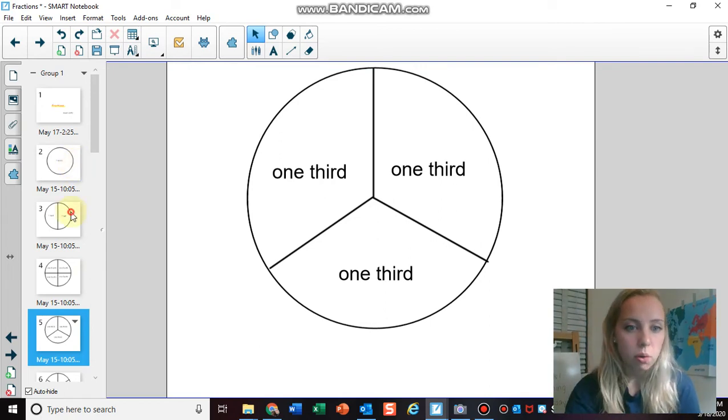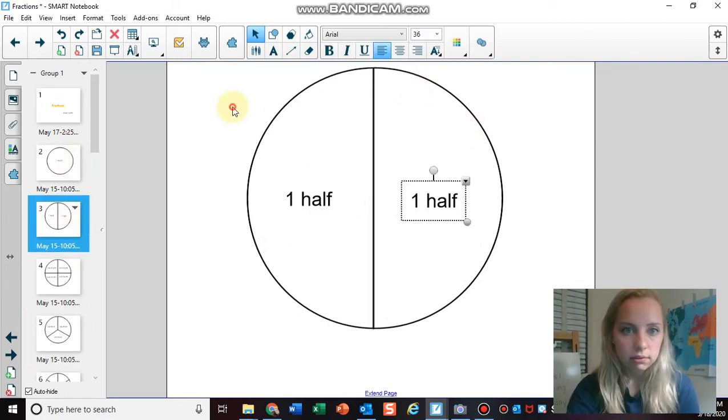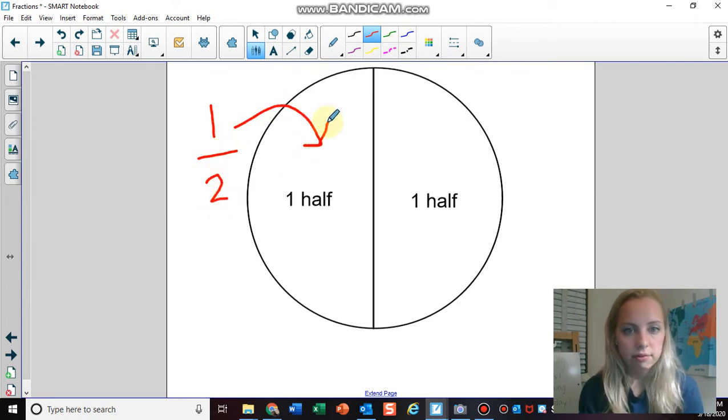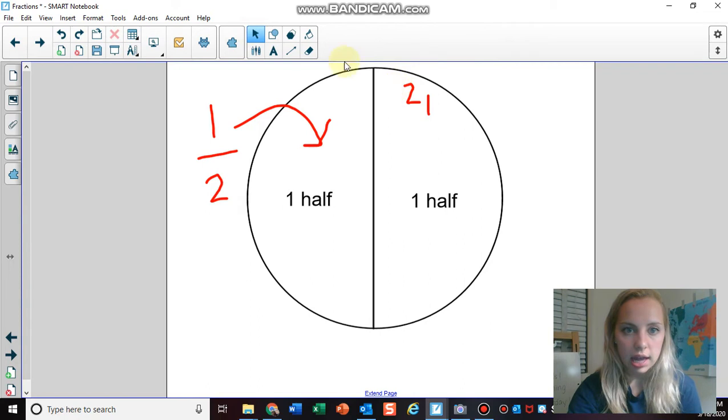Now, if I took one of these halves away, I would only have 1 out of 2 parts, which is 1/2. Okay? Because I have 1 out of 2 total parts. I have 1, 2 equal parts, and I only have one of those parts right here. So I have 1 out of 2, or 1/2.